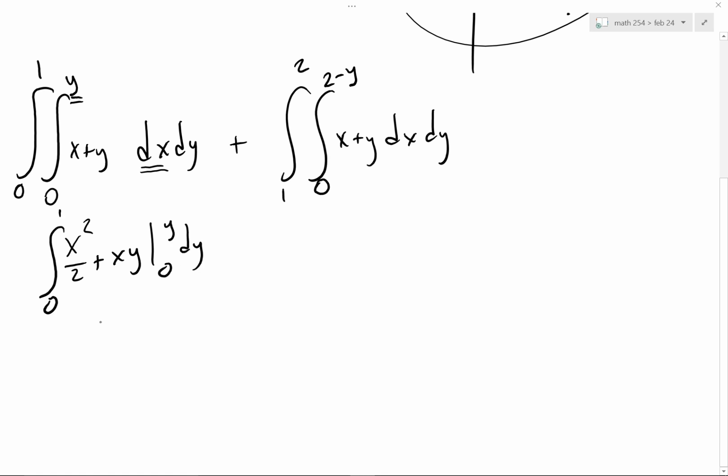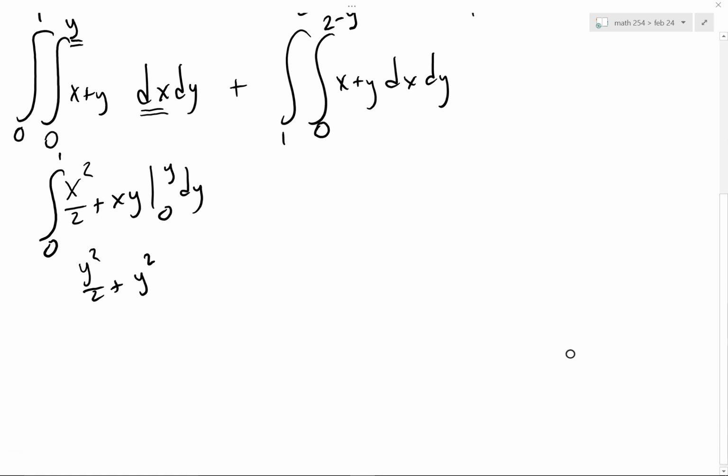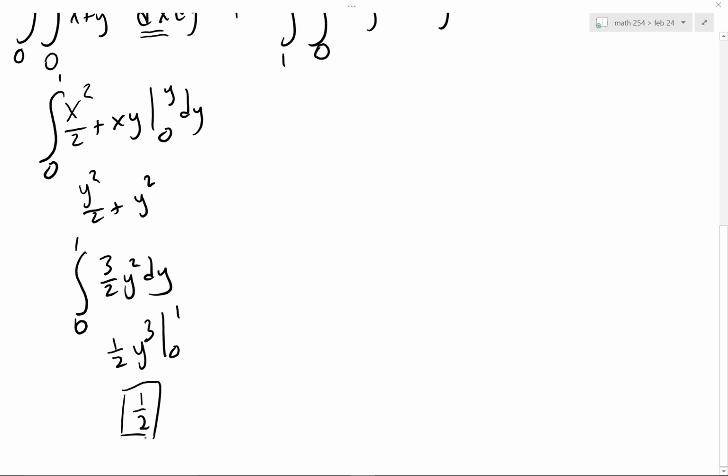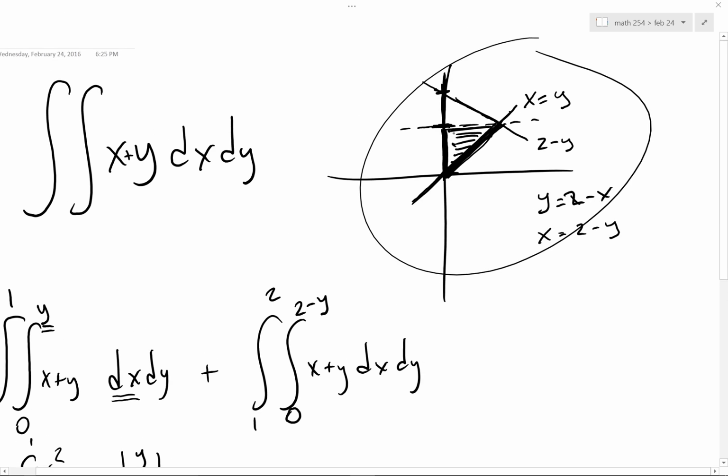From 0 to 1. So if you plug in the y's, you're going to get y squared over 2 plus y squared, right? Okay, which is handy because that's just 3/2 y squared dy from 0 to 1. Well, if you antiderivative that, you're going to get 1/2 y cubed from 0 to 1, which should give you 1/2, if I'm not mistaken. That's for the first portion. Okay, so that's the volume on this first portion.